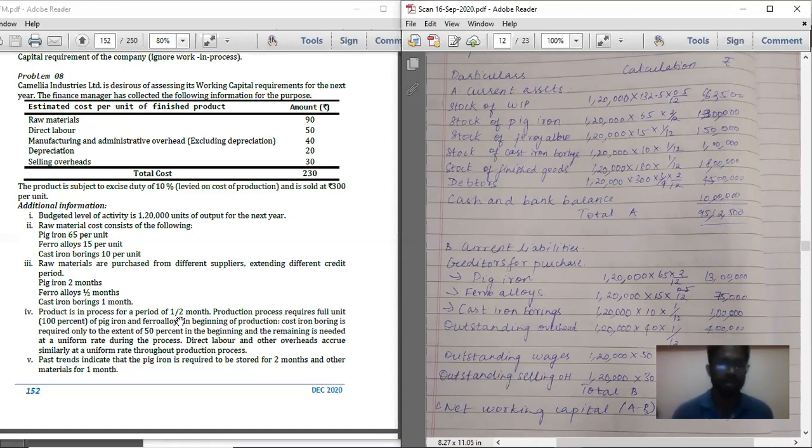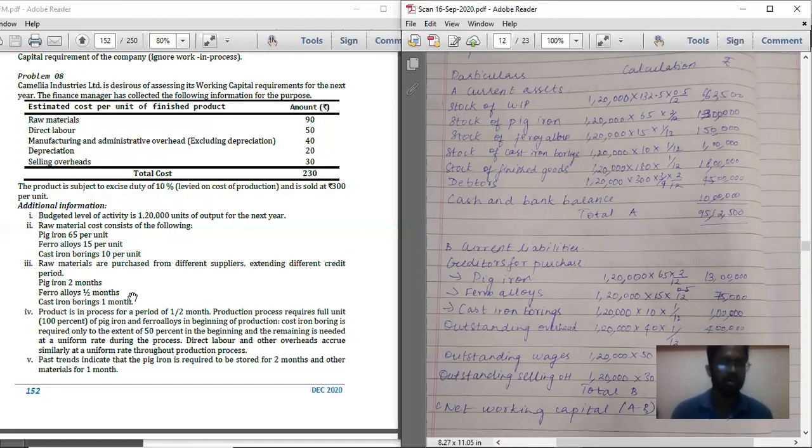Stock of pig iron. So for stock of pig iron, what is the time period they have given? For pig iron, it is 2 months, and for other material, it is 1 month. So for pig iron, it is 2 months. In the calculation column, record 1,20,000. That is total number of units. What is the pig iron cost? 65 per unit. So 1,20,000 into 65 into 2 divided by 12. So amount column 13 lakhs. So below that, stock of ferroalloy.